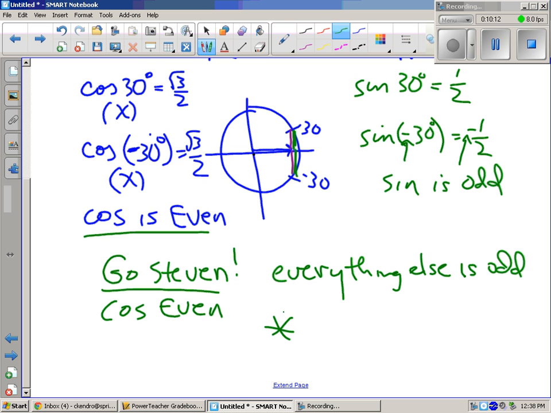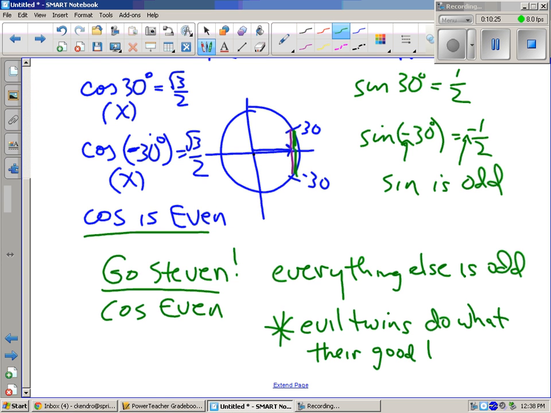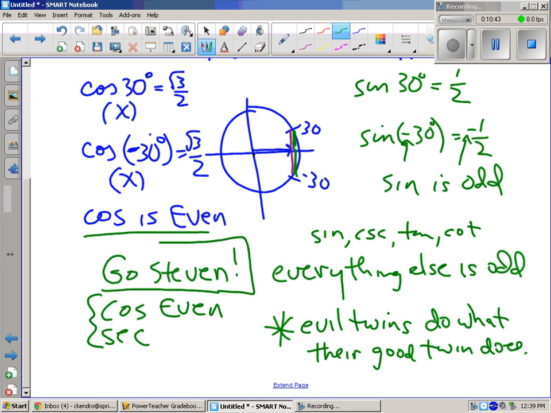But a little asterisk here is that the evil twins do what their good twin does. So that means if cosine is even, so is secant. So these two are the only even ones. Everything else is odd. So sine, cosecant, tangent, and cotangent. But if you just remember this phrase that pays right here, go Steven, then you'll remember that cos is even.